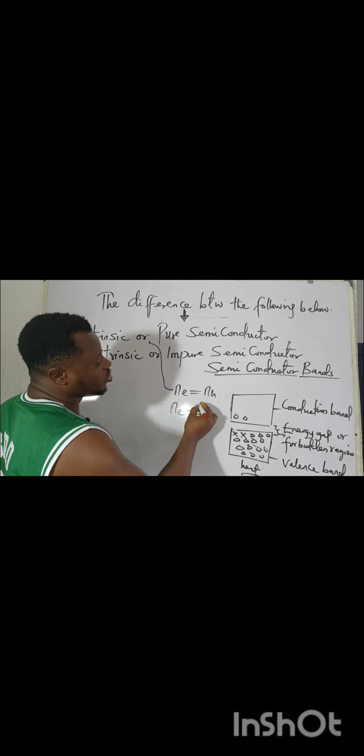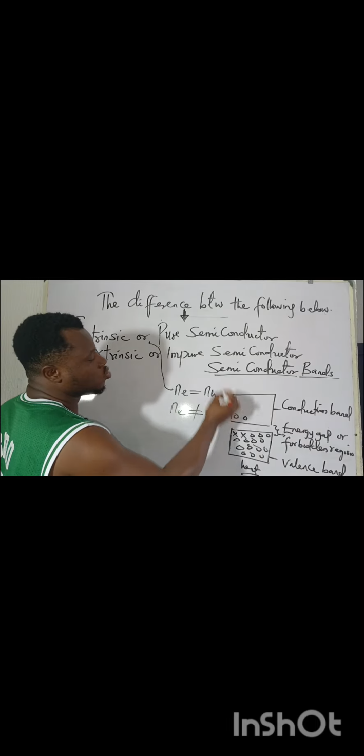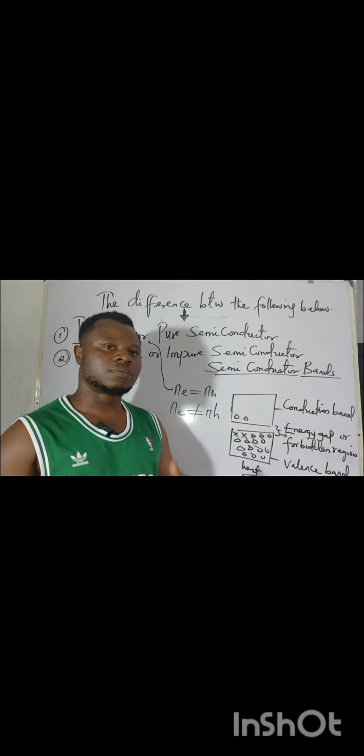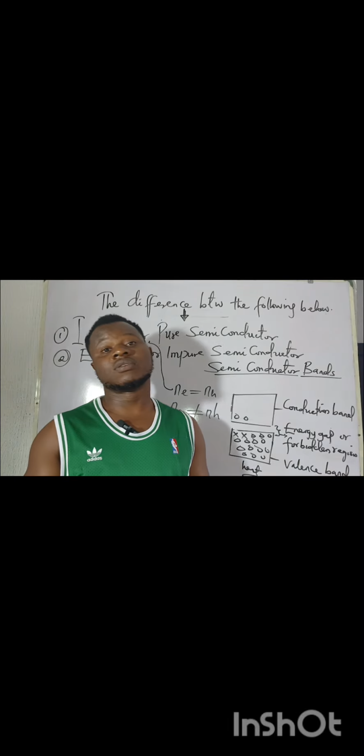But when the number of electrons in the conduction band is not the same as the number of holes in the valence band, we now talk about what? Extrinsic semiconductor. This is as a result of what? Adding impurities to the semiconductor. Either you are adding impurities from group 3 or you are adding them from group 5.